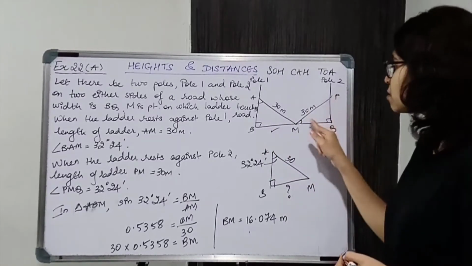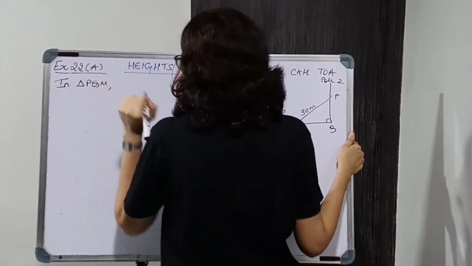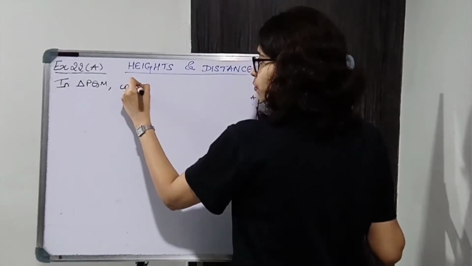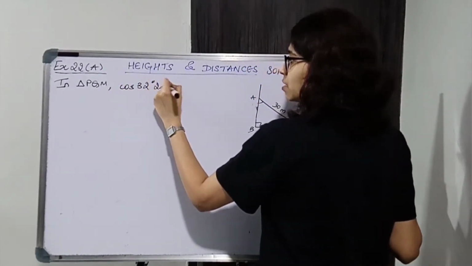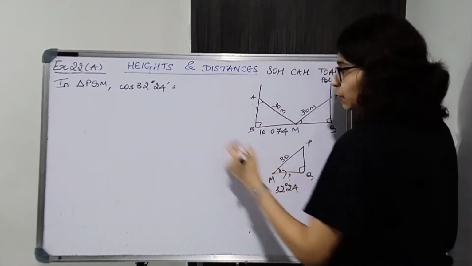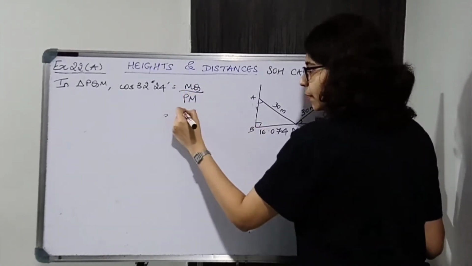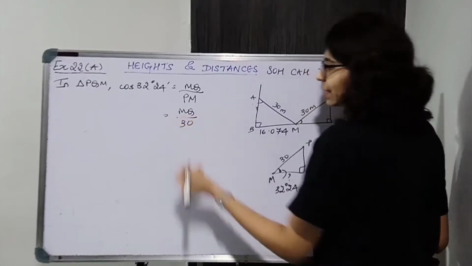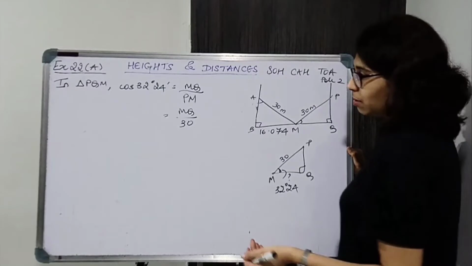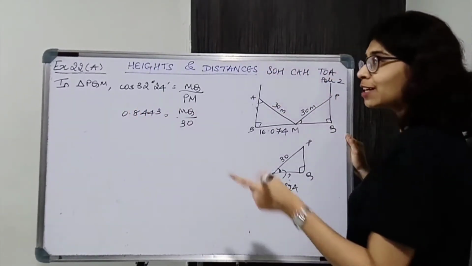For that we'll consider triangle PQM. In triangle PQM, cos of 32 degrees 24 minutes. Cos of 32 degrees 24 minutes is equal to adjacent upon hypotenuse. Adjacent is MQ. Hypotenuse is PM. So MQ upon 30. Ladder ka length is 30. This you will get from the table. Okay. So this is 0.8443. Okay, check natural cosine ka table.